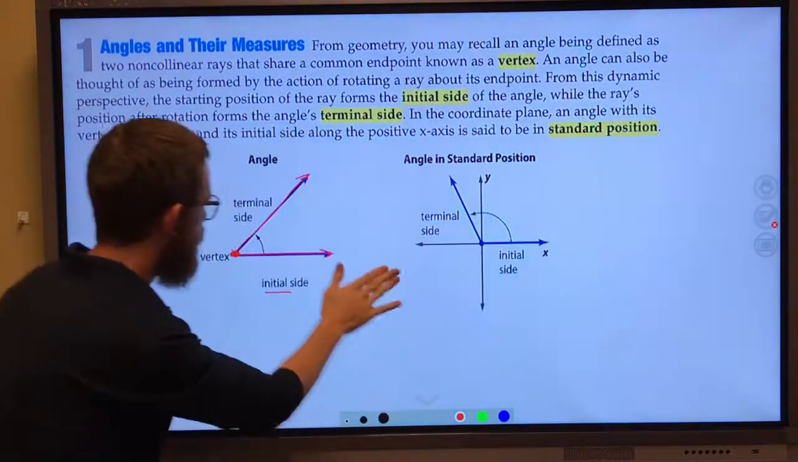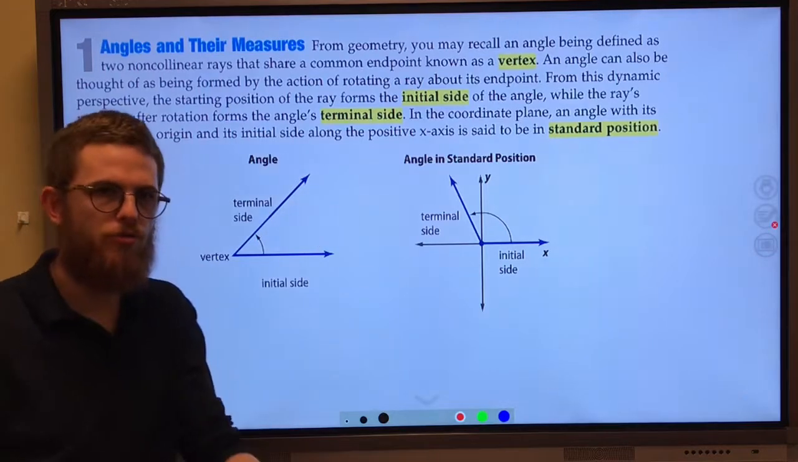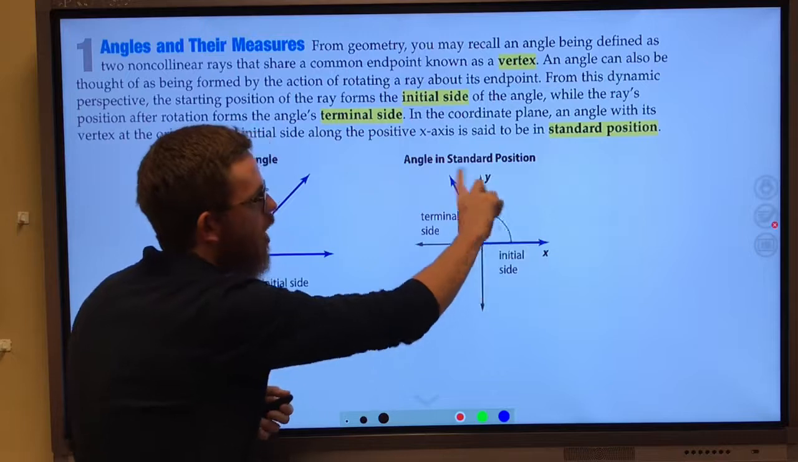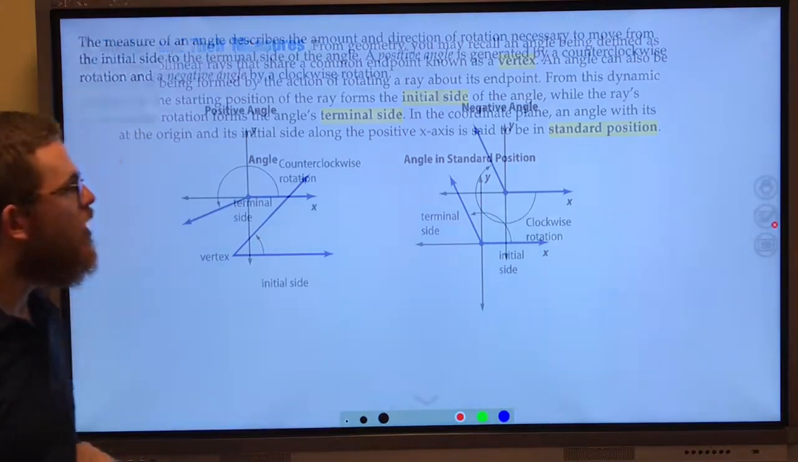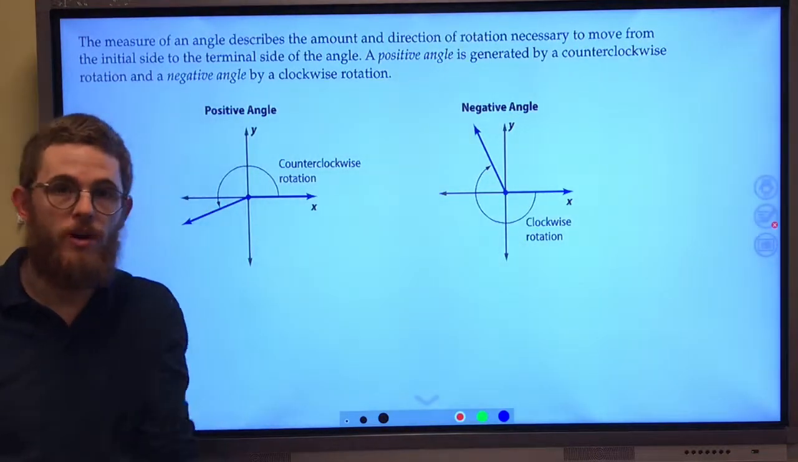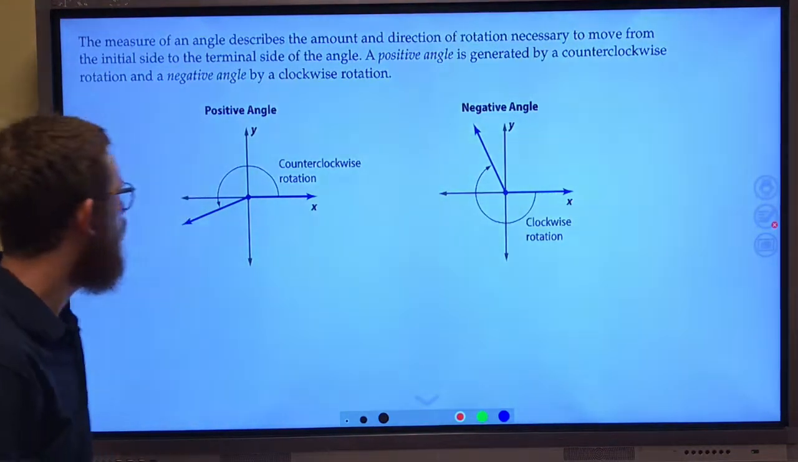And so if we think about those rotations, well, we could rotate it up, we could rotate it down, and that brings us to either a positive or a negative angle. Yes, we could have a negative angle.